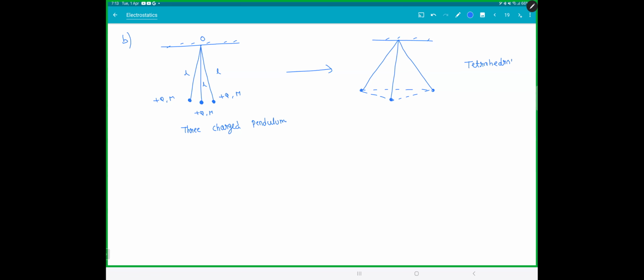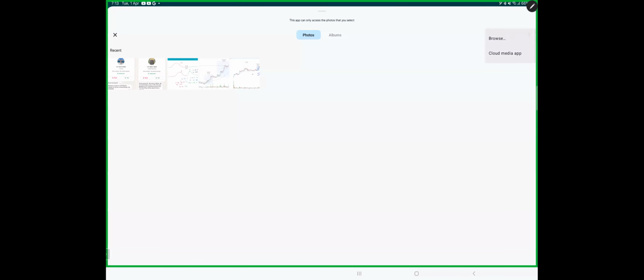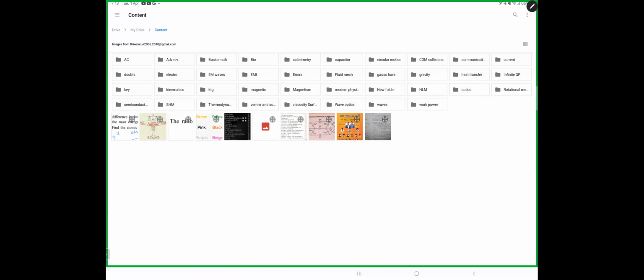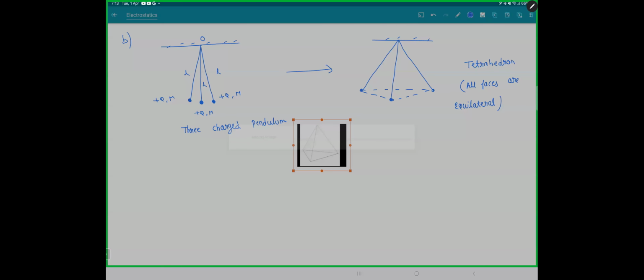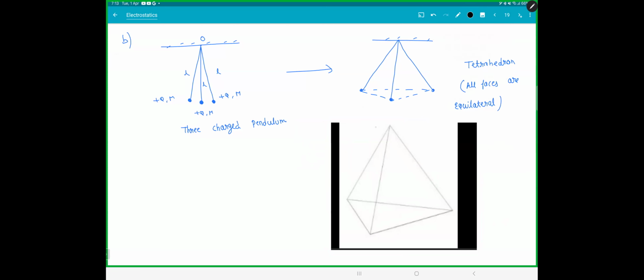What's a tetrahedron? All faces are equilateral triangles. So there are four faces. All faces are equilateral. Meaning if I have to show you, this is how it would look. There you can look at this picture here. So this was the point of suspension. So you have one charge here, one charge here, one charge here. Able to visualize how it is?